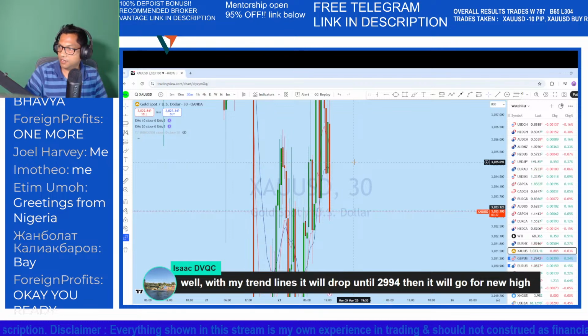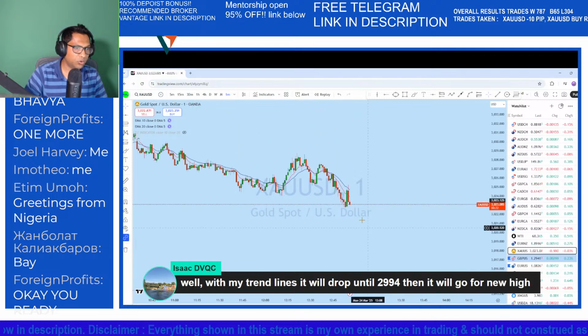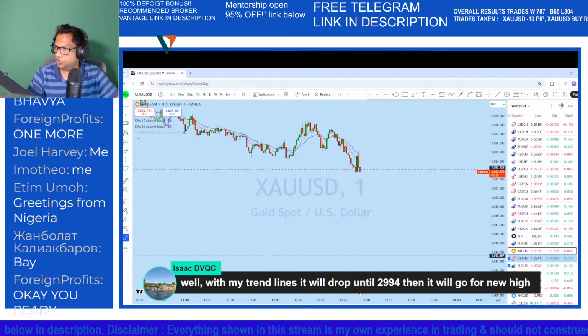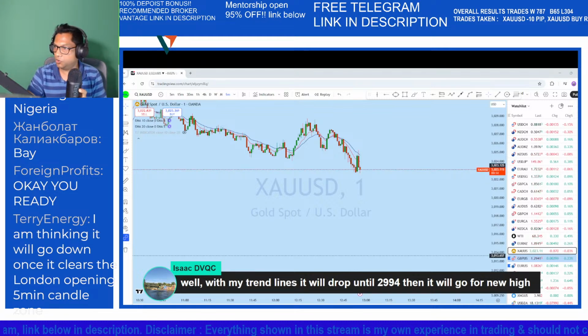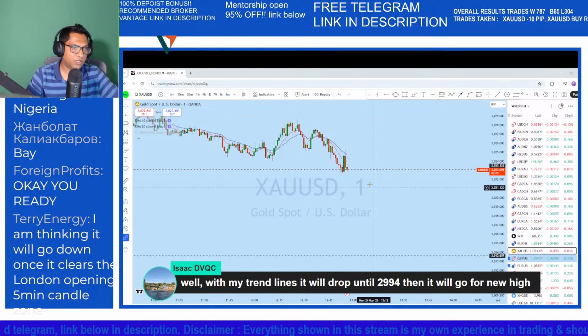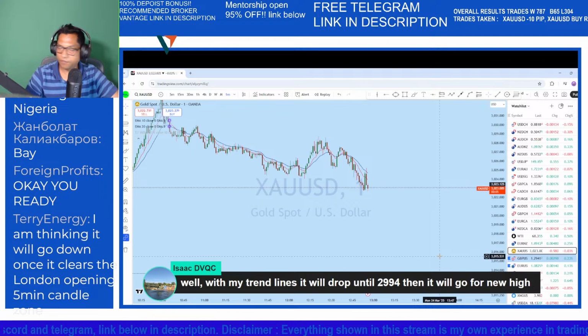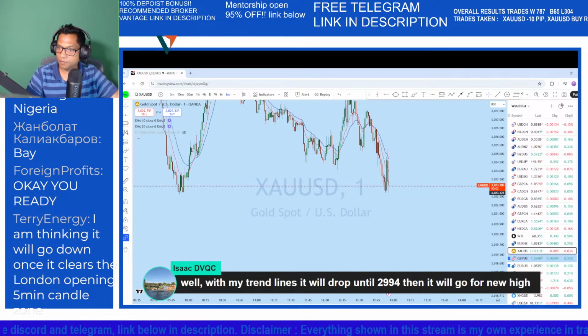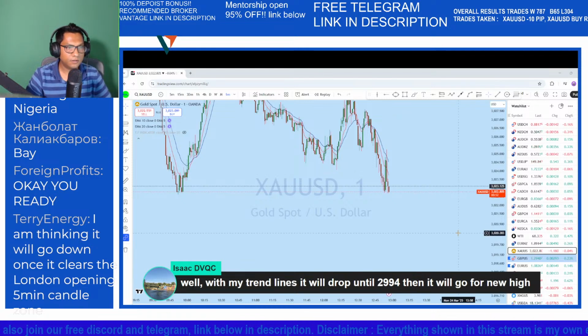So you can see that it's coming towards the major direction as we discussed, so we could see potential trend continuation in this market. So it is possible for the market to continue to drop here. Patience is key.